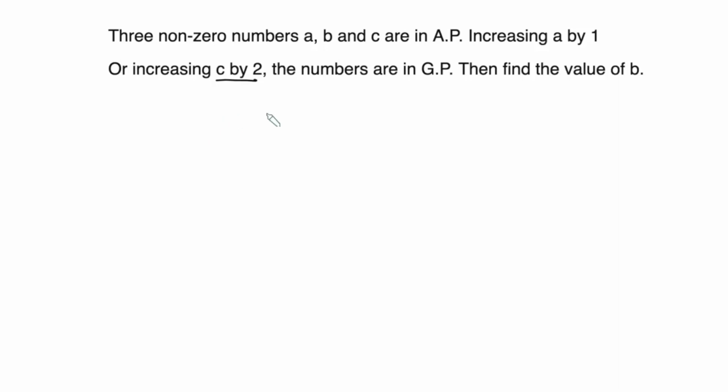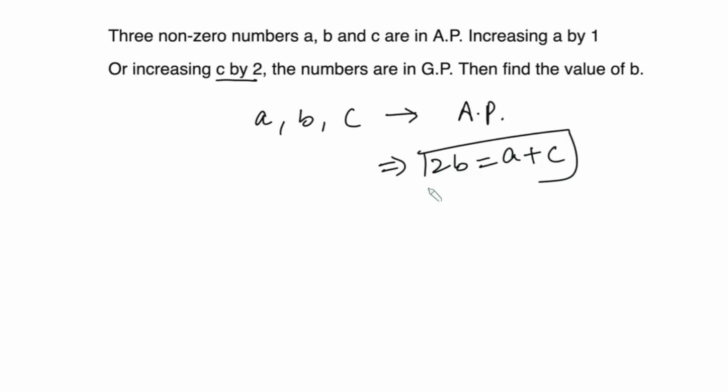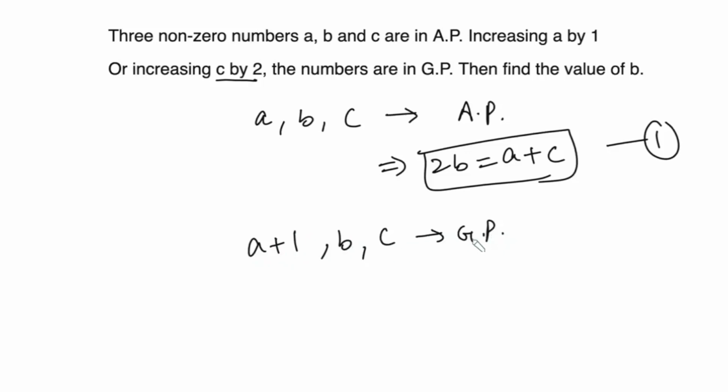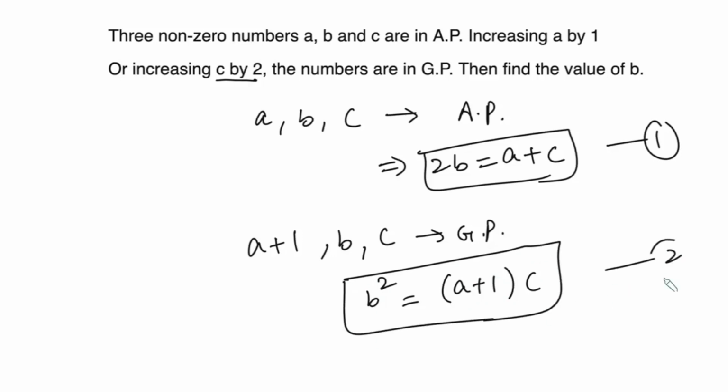So we are given that A, B, and C are in AP. If they are in AP, that means 2 times B is equal to A plus C. So we have one condition. Second, it is given that if A is increased by 1, so A plus 1, B and C, they are in GP. So from here, we can say that B square is equal to A plus 1 times C. So that's the second condition.